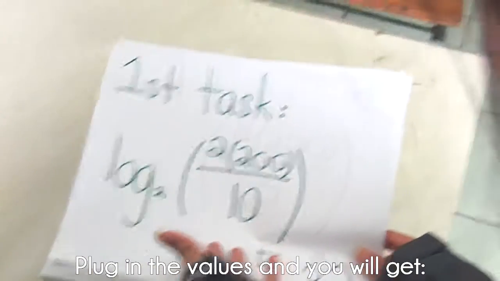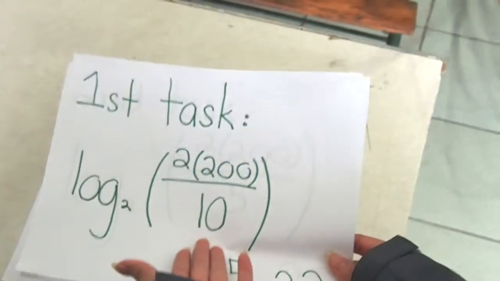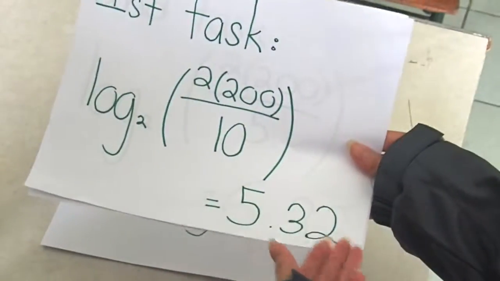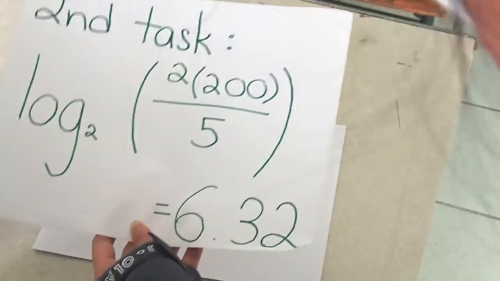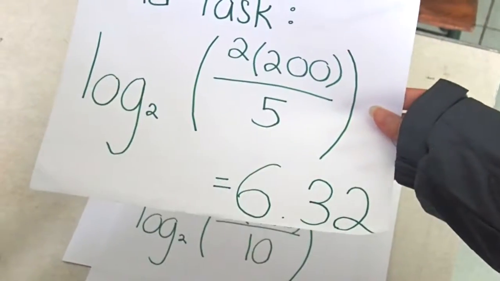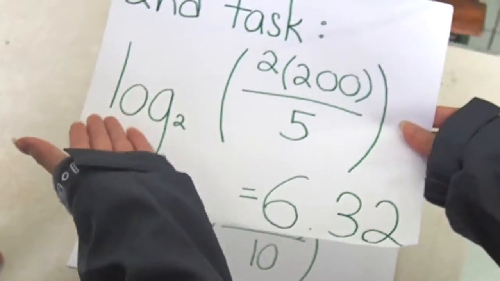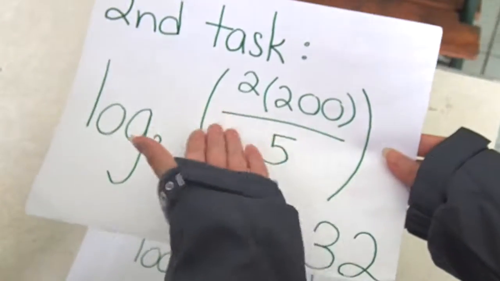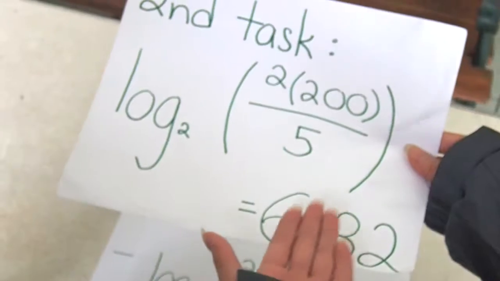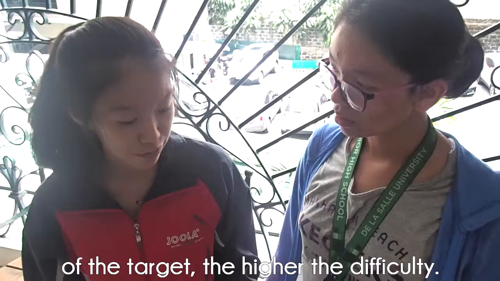Plug in the values and you get log base 2 of 2 times 200 over 10, which will give us a value of 5.32. The second task has an amplitude of 200 centimeters and a width of 5 centimeters. So we get log base 2 of 2 times 200 divided by 5, which will give us a value of 6.32. So we can see that the smaller the width of the target, the higher the difficulty.